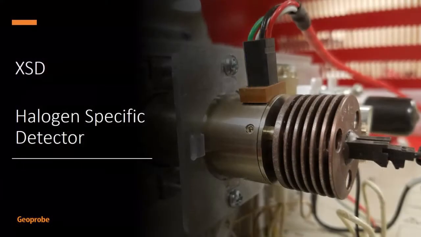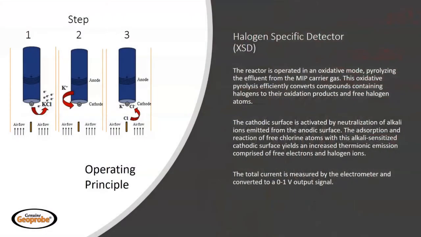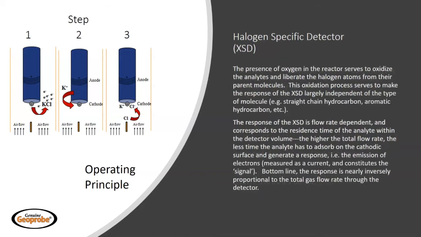The next detector is the halogen-specific detector, or XSD. It operates at extremely high temperatures, typically 1100 degrees Celsius, which naturally results in it being a destructive detector. The compounds are broken down into their oxidative products and free halogen atoms. Inside the detector cell, there is a platinum electrode, which the free halogen atoms are attracted to. Once absorbed to the cathode, a current is produced, which is amplified and results in a signal within the instruments.